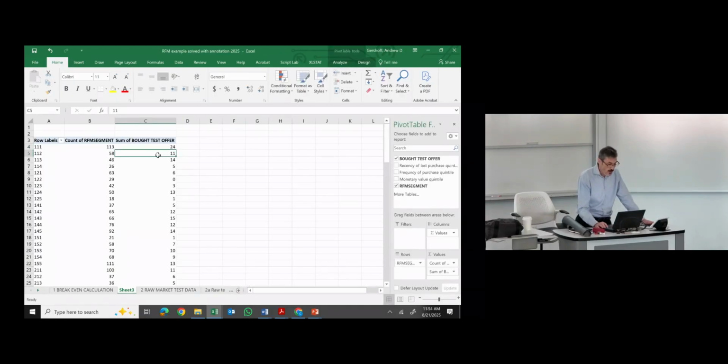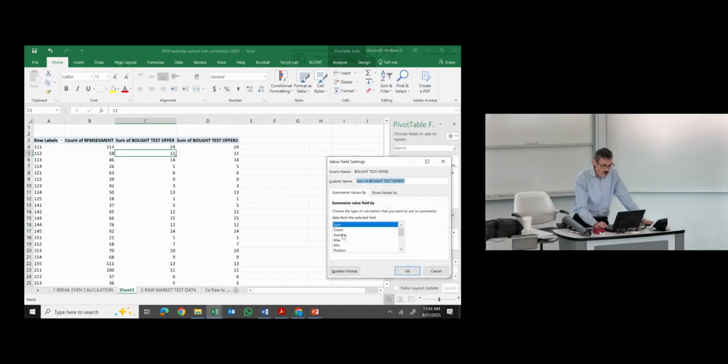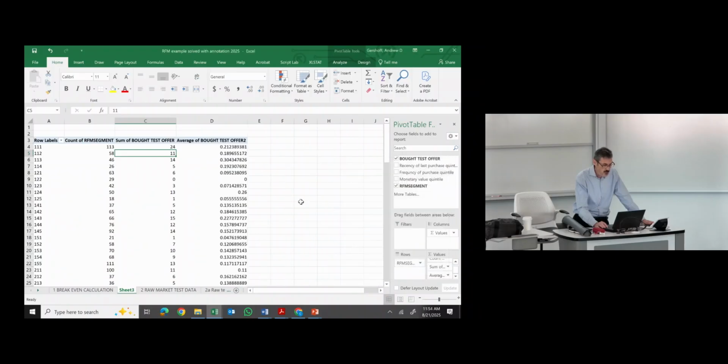Or I can do it this way. I can say, let's look at "bought the test offer," and rather than the sum, let's change that to the average, since those are ones and zeros. And so that means that 21%, this is just this divided by that, 21% of people in segment 111 bought the test offer.